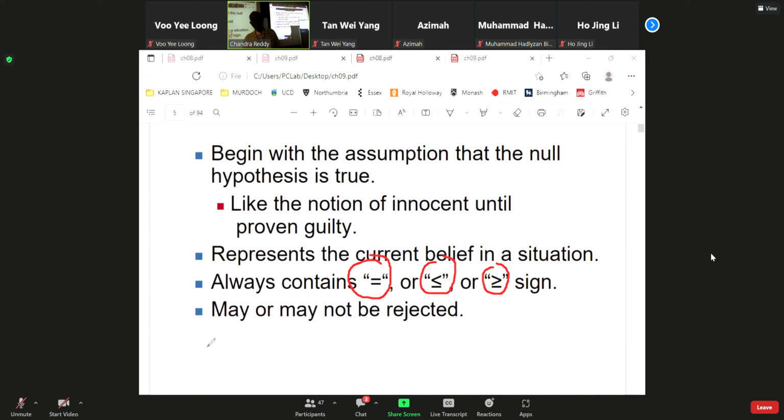And the null hypothesis may or may not be rejected. So you can reject a null hypothesis. We can do the hypothesis testing and claim that there is enough evidence to reject the null hypothesis, or we can say that there is not enough evidence to reject it. So we can reject or we will not reject. Only two alternatives: reject the null hypothesis or do not reject. And the null hypothesis, as shown here, always contains an equality sign.